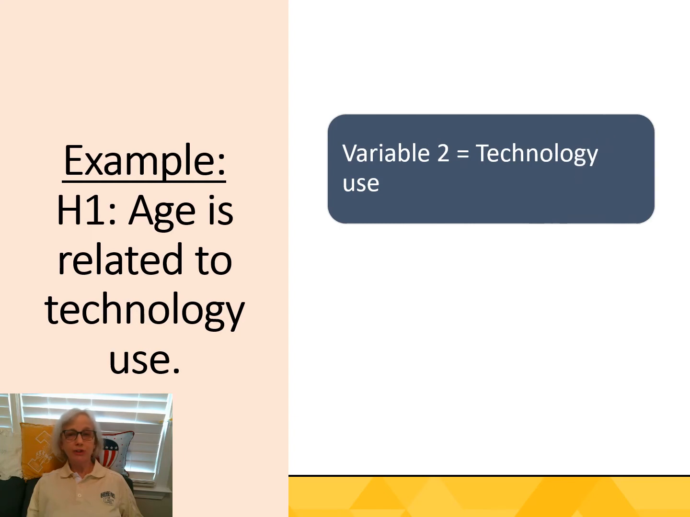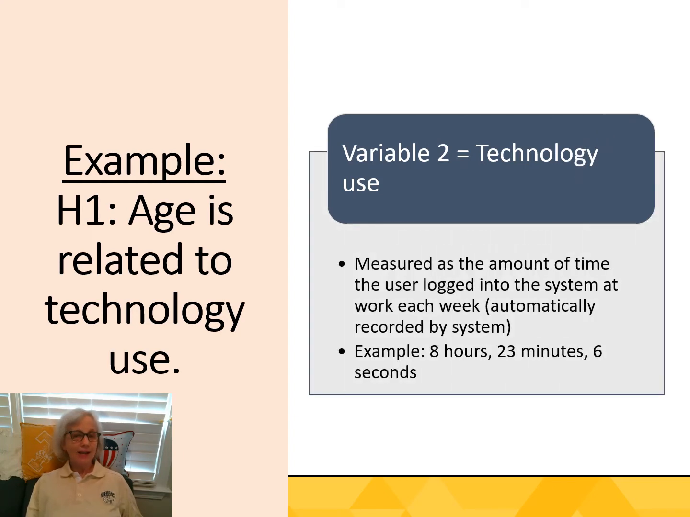How about variable 2, technology use? In this case, it is defined as the amount of time the user logged into the system at work each week. In this case, the time is automatically logged by the system and recorded as 23 minutes and 6 seconds. If you ask people about their technology use, then you run into serious problems with self-reports. People lie, they are unsure, they don't know, they don't care, whatever. By specifically identifying how we measure the variables, we have created operational definitions.